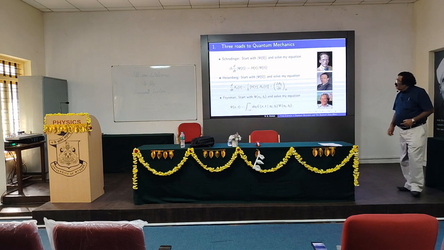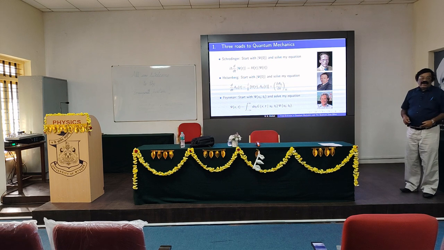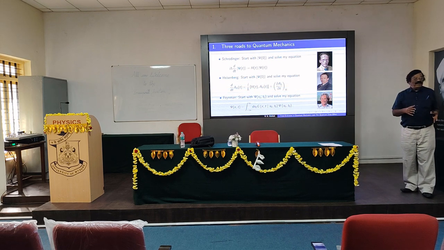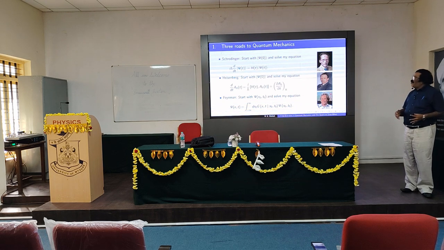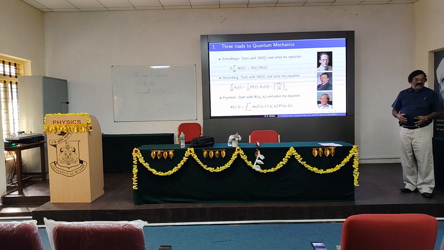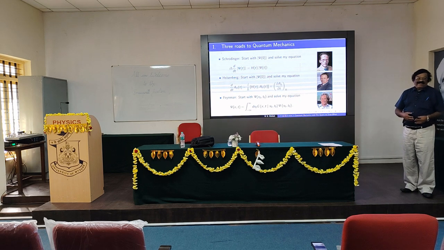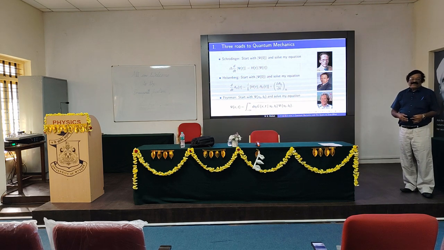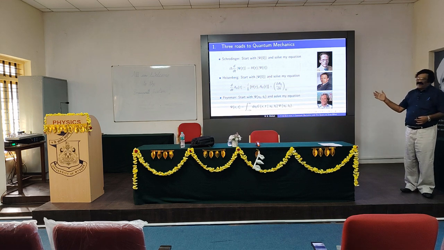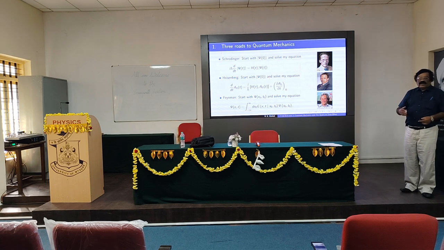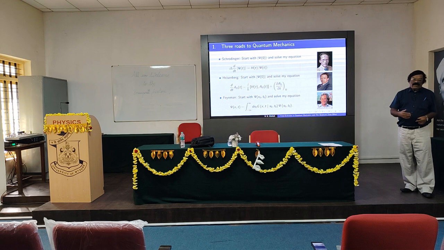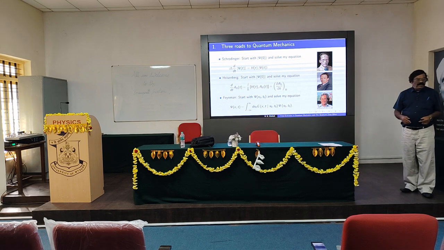this. So there are 3 roads to quantum mechanics. If you want to understand quantum mechanics, there is not just one way. So you can choose any of these 3. You may hate Schrodinger because people in the class would have made Schrodinger very difficult for you. Then there is Heisenberg and then there is Feynman. So there are 3 roads. It means you can either use Schrodinger's approach or Heisenberg's approach or Feynman's approach.